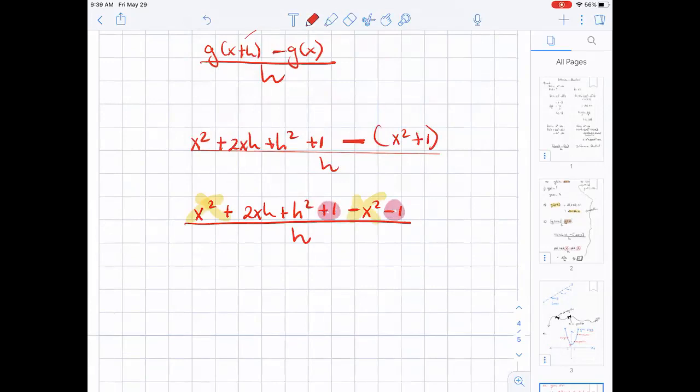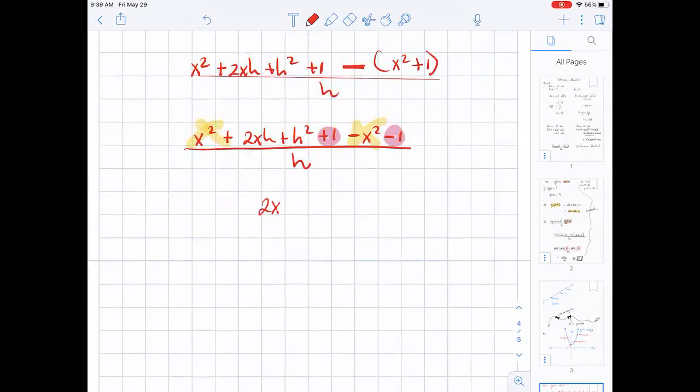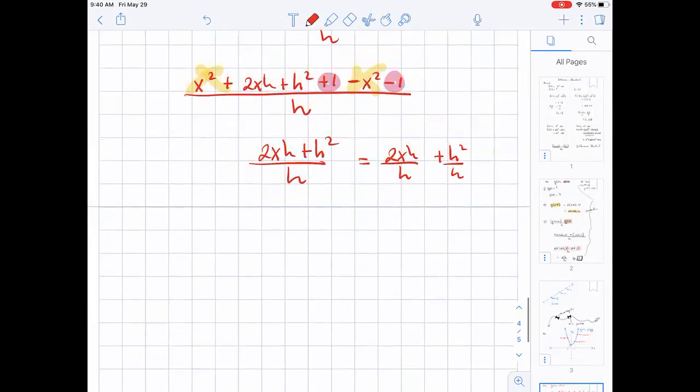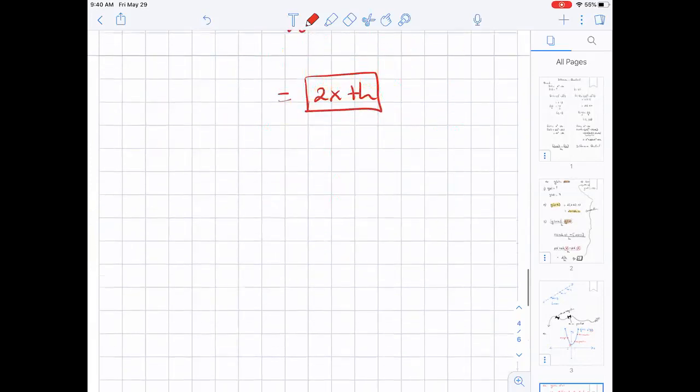So what are we left with? We're left with 2xh plus h squared over h, which is equal to 2xh over h plus h squared over h, which can be simplified to 2x plus h. Do you agree with that? Yes. Good. Now, this is what you learned in pre-calculus, right? Yes.